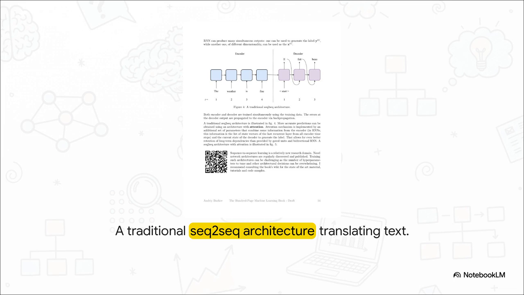Then, it hands that single final state over to the decoder, the purple boxes on the right. The decoder unpacks that single state to generate the French translation, "il fait beau," one word at a time, using whatever it just output as its very next input.